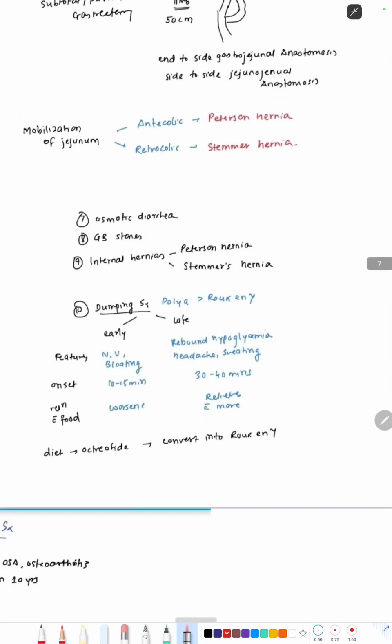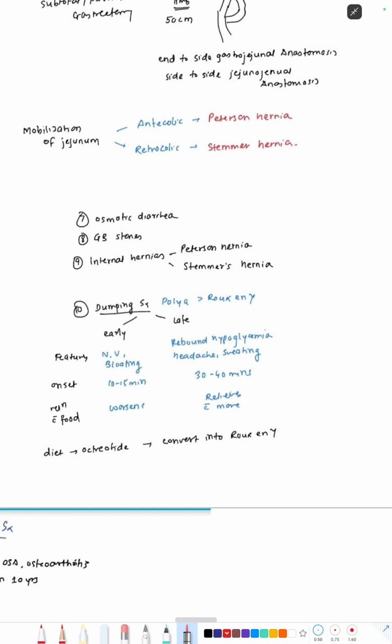Bilious vomiting is associated. Osmotic diarrhea, gallbladder stones, internal hernias, that is Peterson's or Streimer's hernia, and a very important dumping syndrome. The dumping syndrome is seen in Billroth 2 or Polya greater than Roux-en-Y. Here, it can be early dumping or the late dumping syndrome. The features of early dumping syndrome are the nausea, vomiting, and bloating. Onset is 10 to 15 minutes, and the relation with the food is that it worsens with extra intake of food. Late, it leads to rebound hypoglycemia, headache, and sweating. It is about half an hour later, and it relieves with more food.